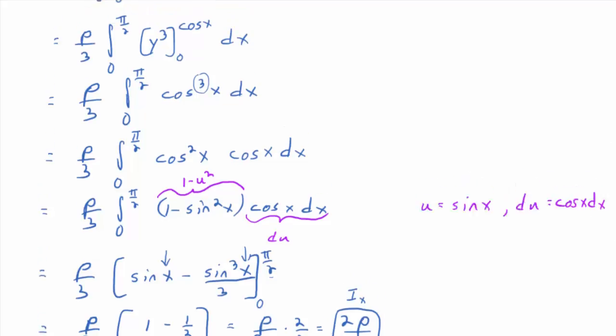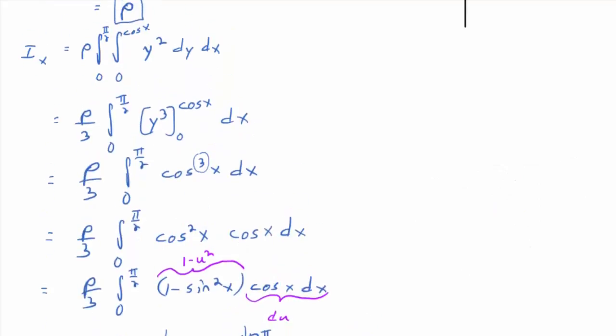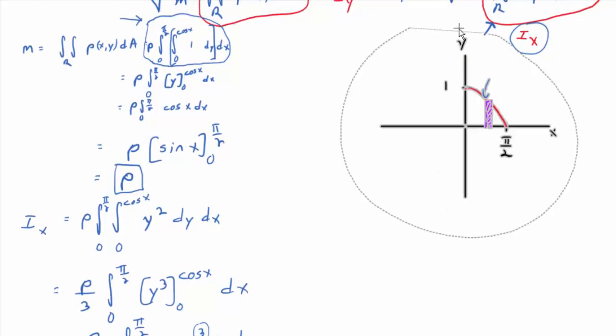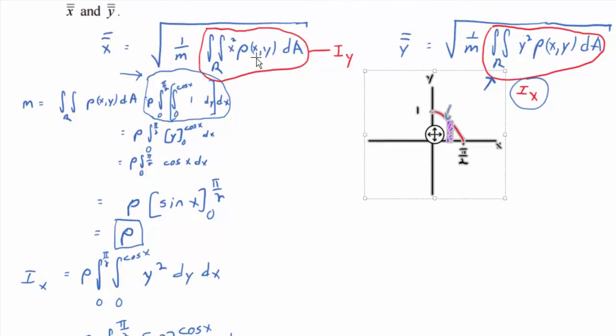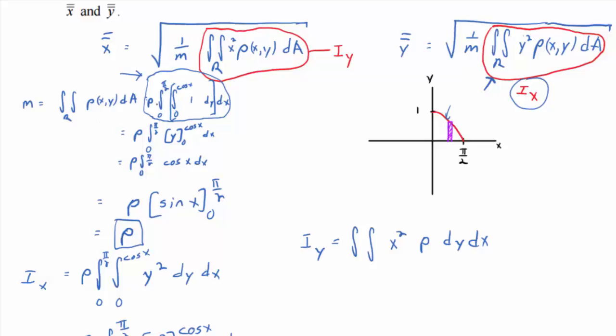Okay. Now let me erase this. And in kind of parallel with what I just did, I'm going to set up I sub y for you. I sub y is going to be the double integral over R of x squared rho of xy, which is just rho, dy dx. Same limits of integration as on the first two integrals. 0 to pi halves, 0 to cosine x.